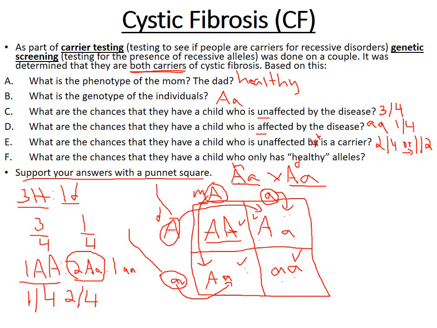What are the chances they have a child who only has healthy alleles? Not who has healthy alleles, but who only has those healthy alleles. Who has healthy alleles only, I should say. That would be the big A, which is 1 out of 4, just like you did with any other monohybrid questions. Or I could ask you as a percentage, 25%.